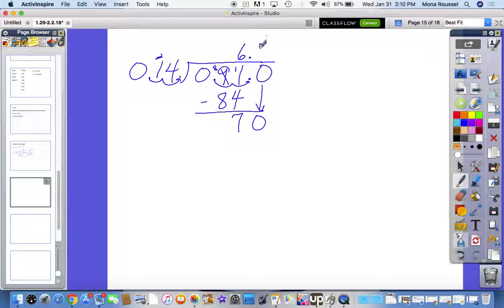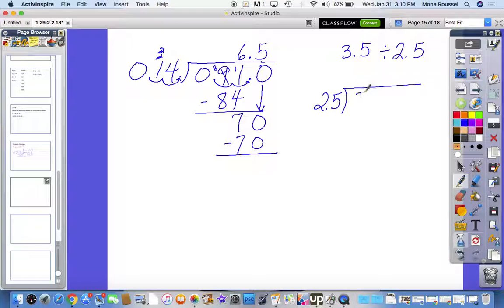14 into 70 goes 5 times. 5 times 4 is 20. 5 times 1 is 5, plus 2 is 7. And now the remainder is gone. Again, if we have a problem like 3 and 5 tenths divided by 2 and 5 tenths, 2 and 5 tenths is the divisor. I'm going to divide that into 3 and 5 tenths.